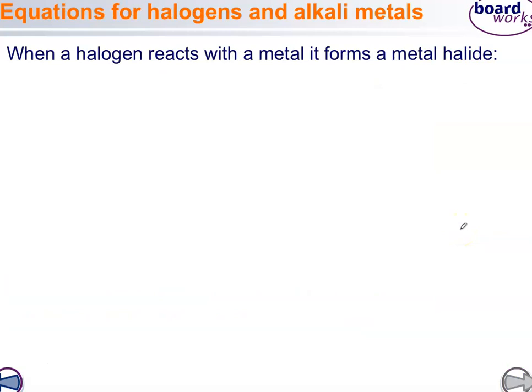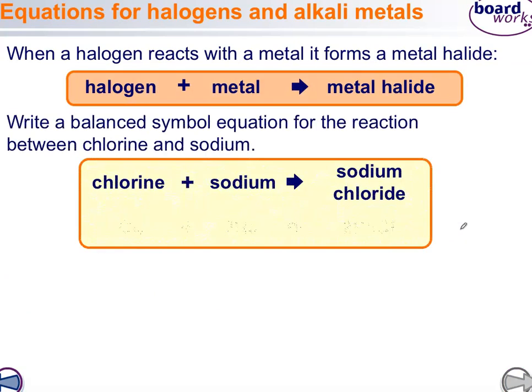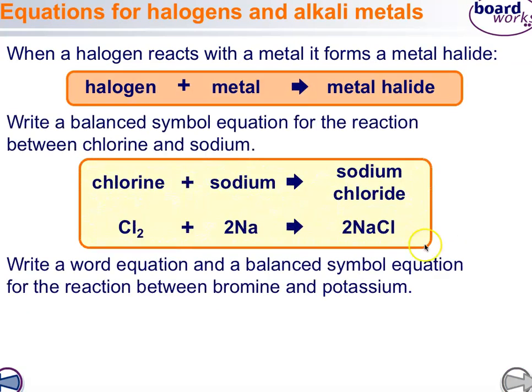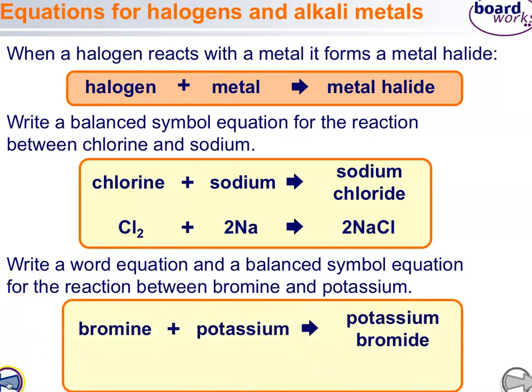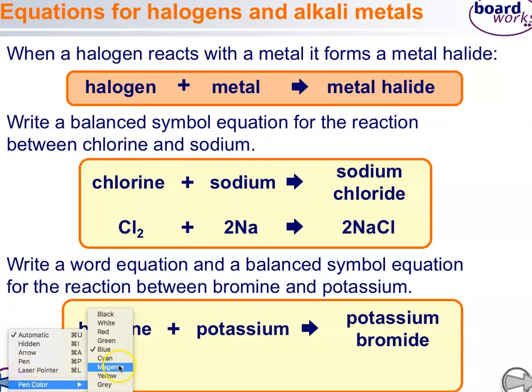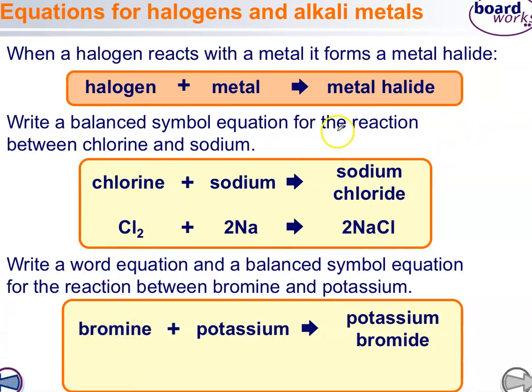Now, equations for halogens and alkali metals. Remember, we said that the halogens react with the alkali metals to form metal halides. I gave you an example of a reaction between sodium and chlorine. Over here we have the word equation: chlorine plus sodium gives you sodium chloride. Now learn how to write a full balanced chemical equation between the two.